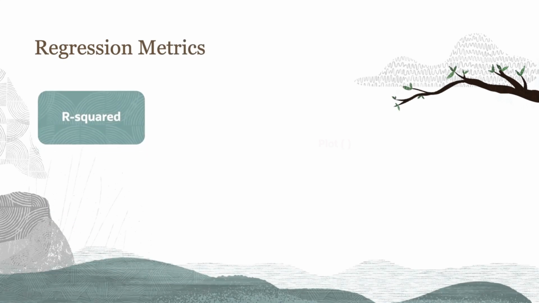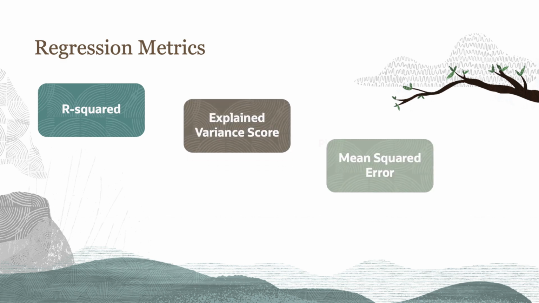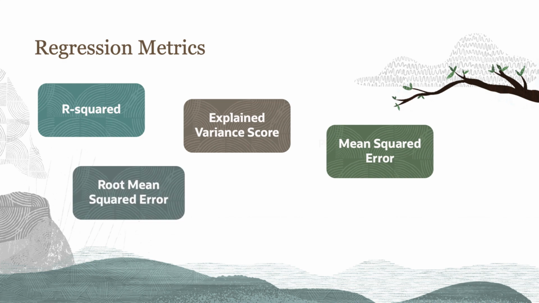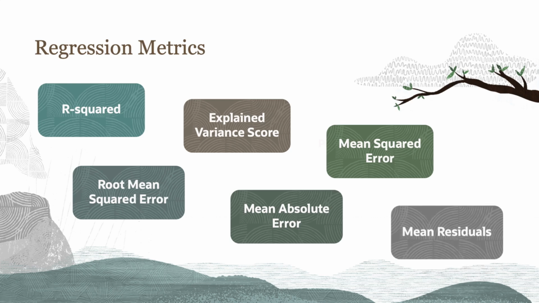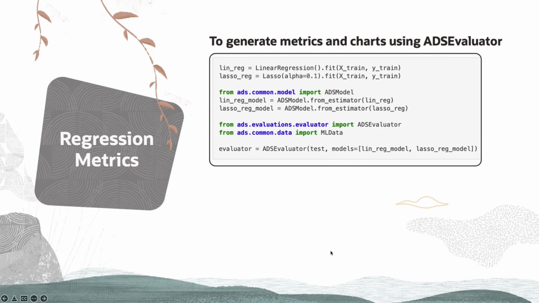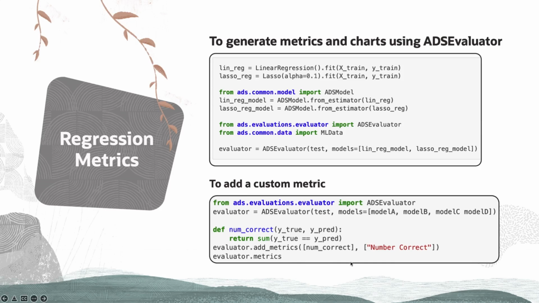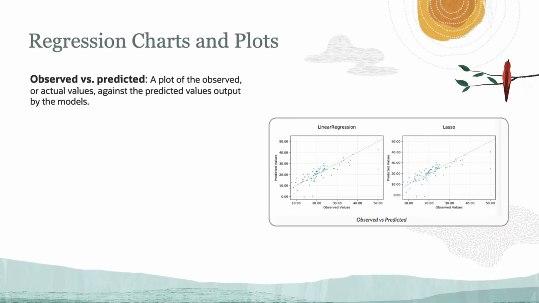Again, going on to regression metrics, these are some of the prevailing metrics for evaluating a regression model provided in ADS. So you have R squared, explained variance score, mean squared error, mean absolute error, root mean squared error, and mean residuals. Again, you can use evaluator.metrics and evaluator.show_in_notebook to show metrics and charts. You can also add a custom metric like with the previous two evaluators. Again, you can show metrics and charts in a table using the same functions and class as earlier.